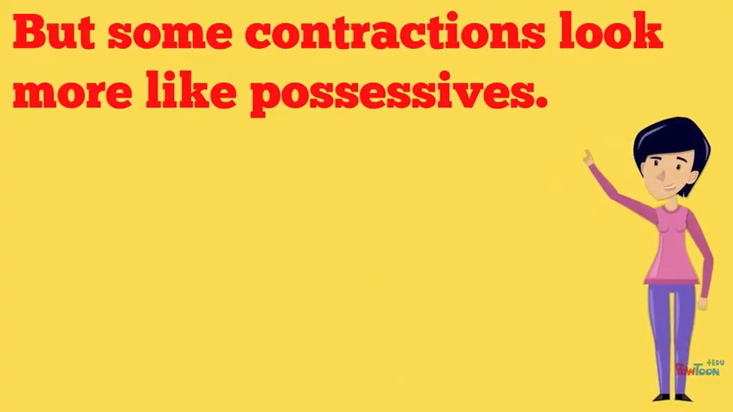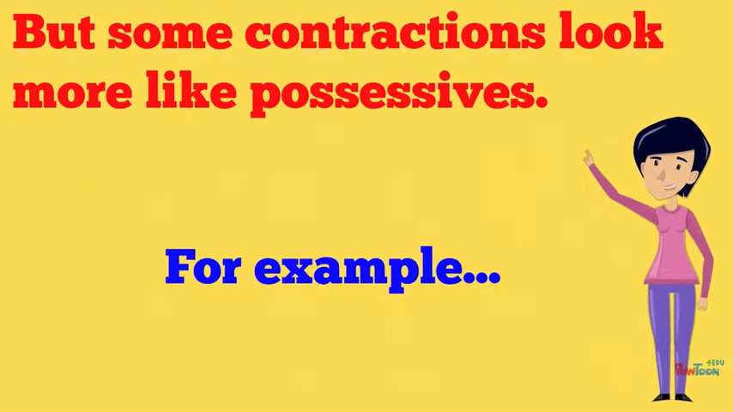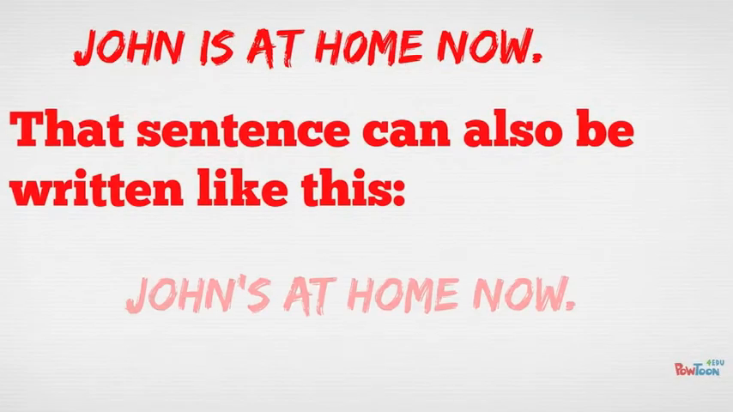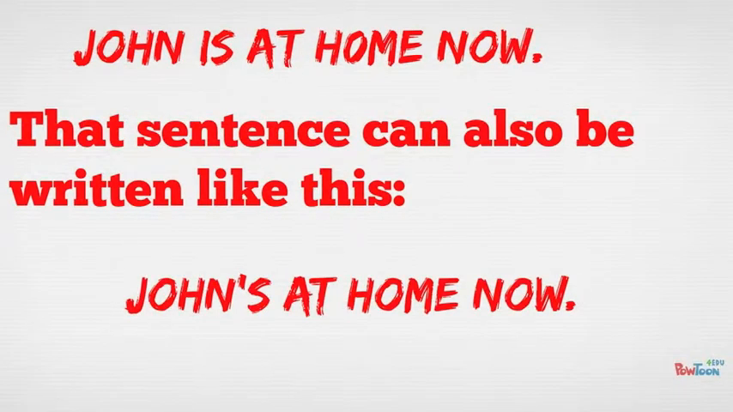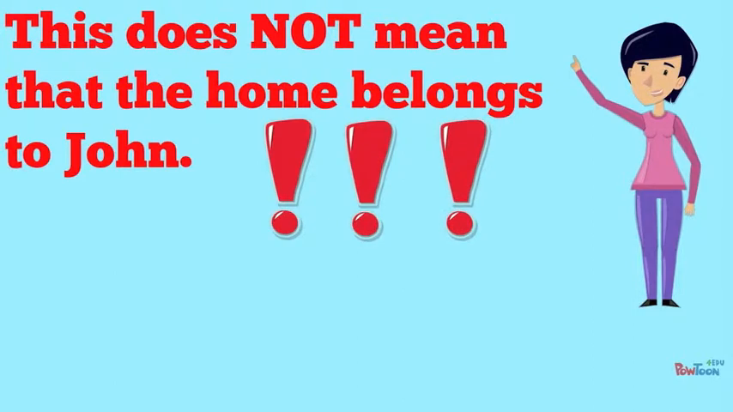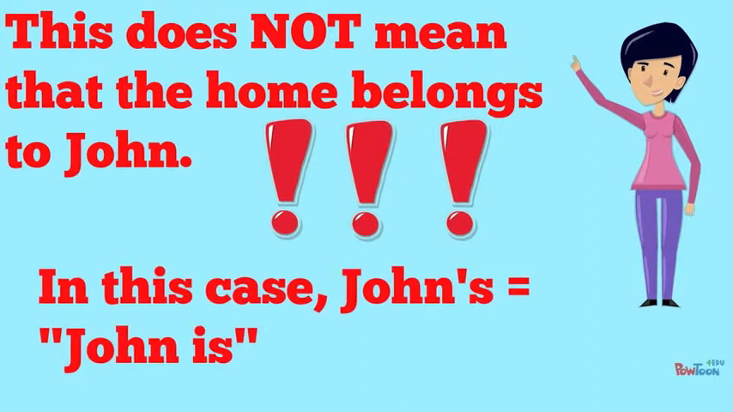But some contractions look more like possessives. For example, John is at home now. That sentence can also be written like this: John's at home now. This does not mean that the home belongs to John. In this case, John's equals John is.